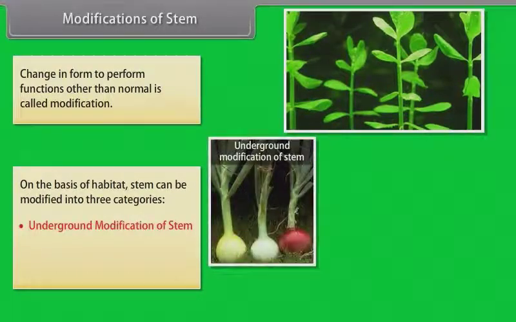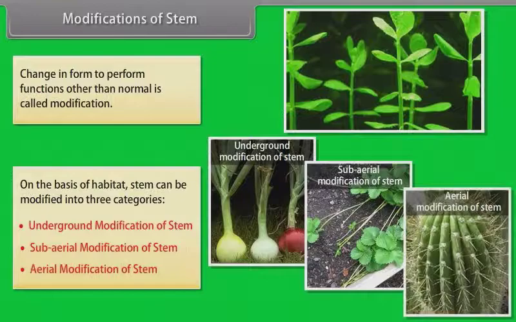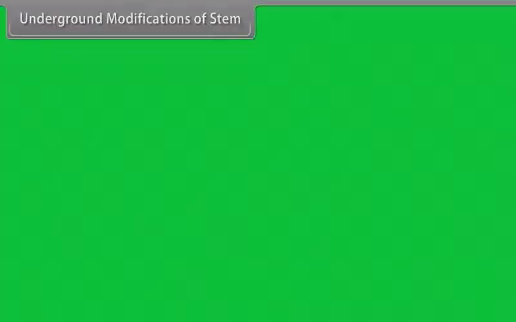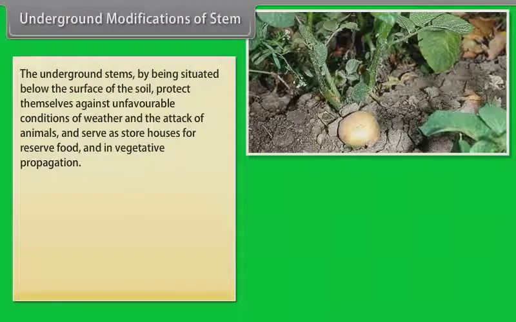Underground modification of stem, subaerial modification of stem, aerial modification of stem. Underground modifications of stem. The underground stems, by being situated below the surface of the soil, protect themselves against unfavorable conditions of weather and the attack of animals, and serve as storehouses for reserve food and in vegetative propagation.